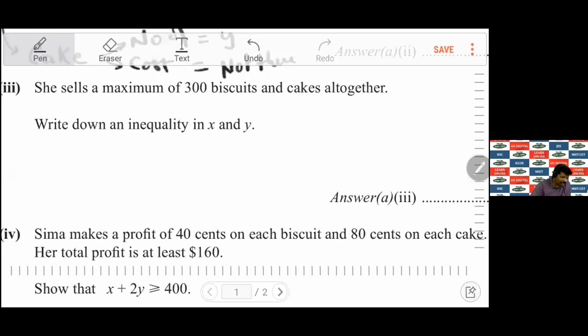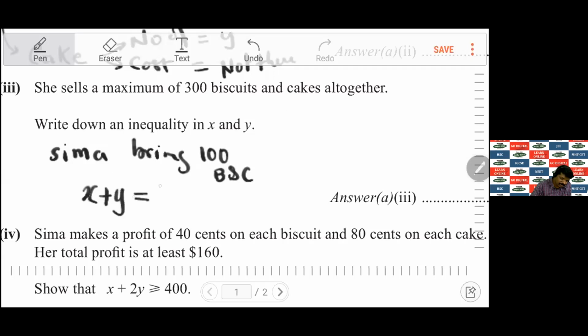Okay, I'll tell you. If Seema brings 100, see it is written on the top, biscuit and cake. Seema is bringing 100 biscuits and cakes. So how will you write this? X plus Y is equal to 100. Great. So X plus Y is equal to 100.